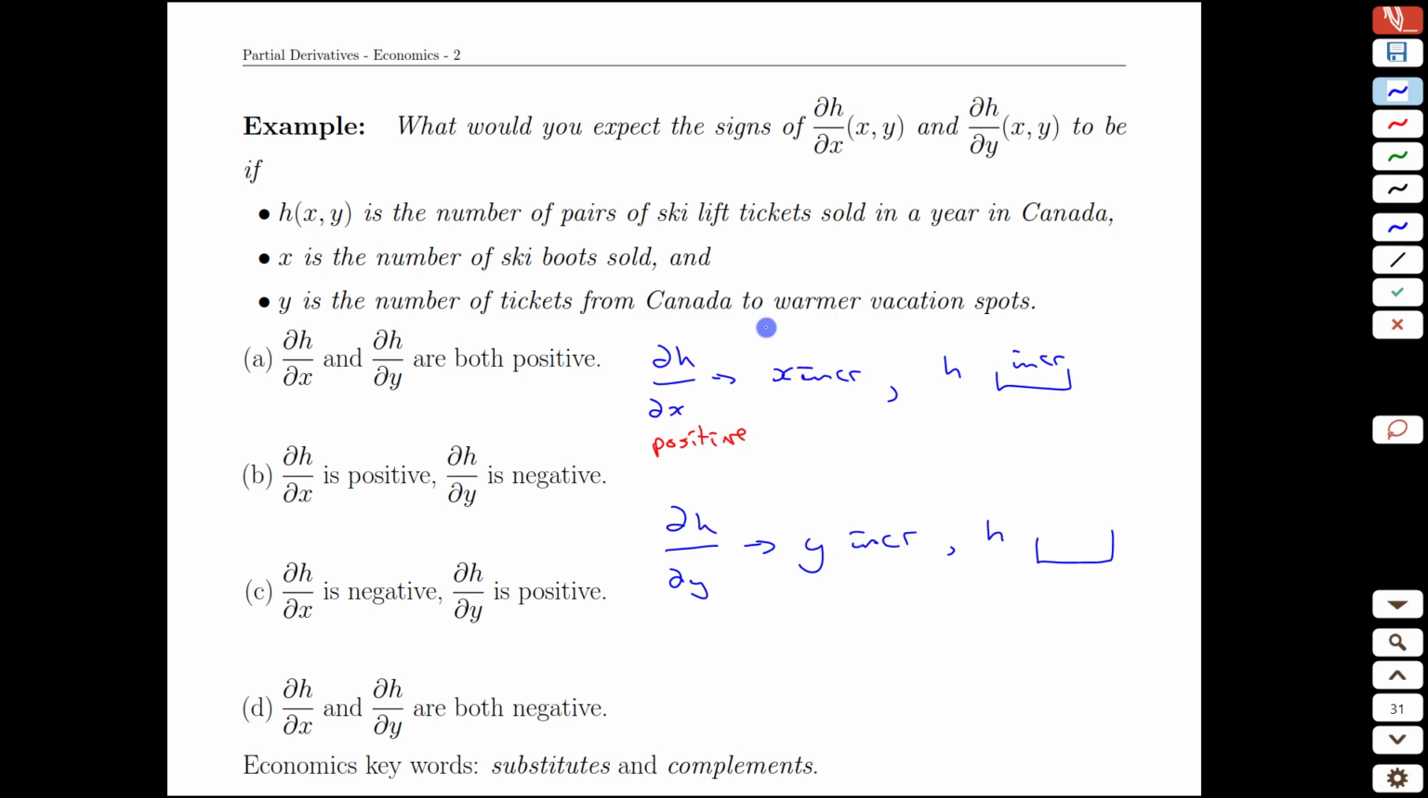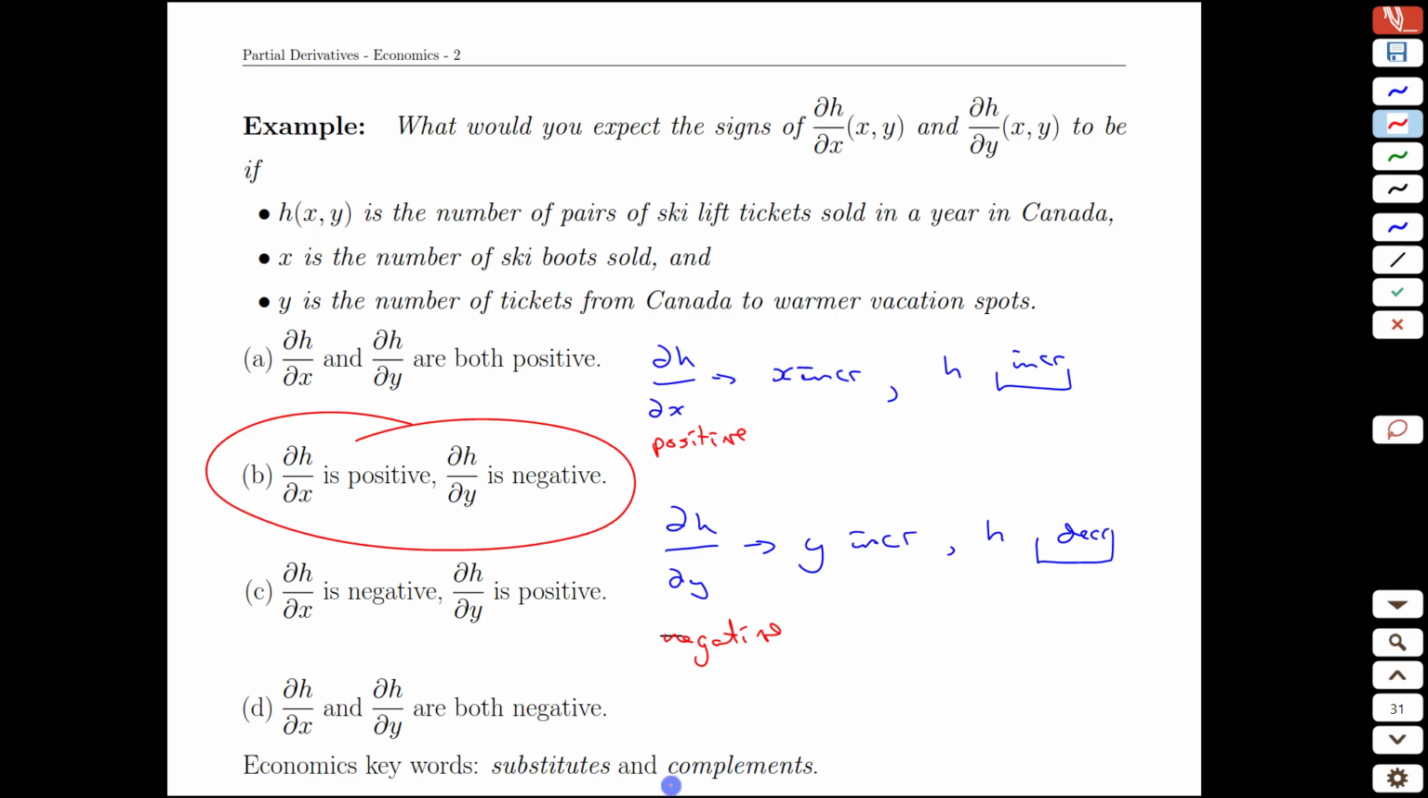If we talk about tickets to warmer vacation spots, though, typically if people are spending more on their vacation south, then they're going to spend less on ski resorts and ski trips. And so what we expect to see here is a negative relationship, a negative derivative of H with respect to Y. And so what we're looking for here is option B.